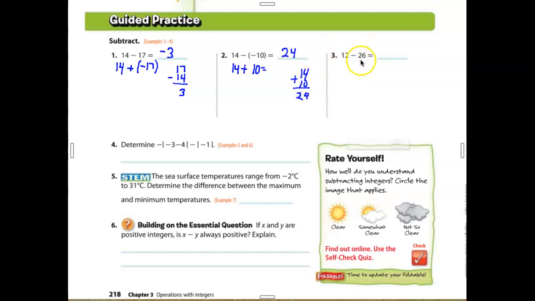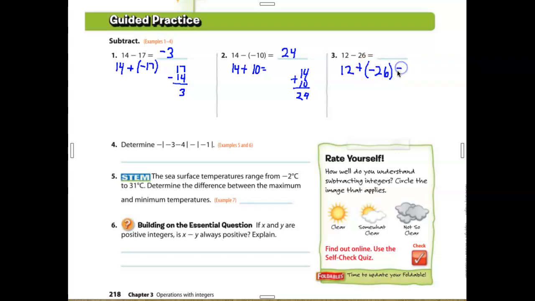Okay, now go ahead and write the equivalent addition expression for 12 minus negative 26. Very good. So we keep the 12. We change the subtraction to an addition problem. And what is the opposite of 26? Very good. That answer is negative 26.